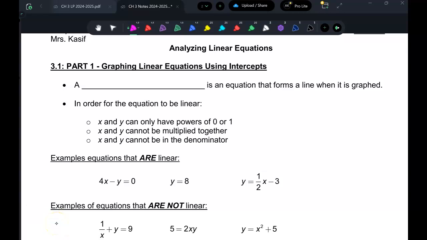Equations, we're going to separate it into two parts. So today we're going to focus on intercepts. So we'll start off with just what is a linear equation. If you think about the first part of the word.